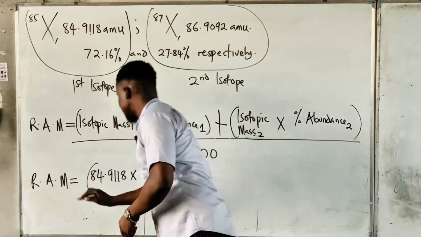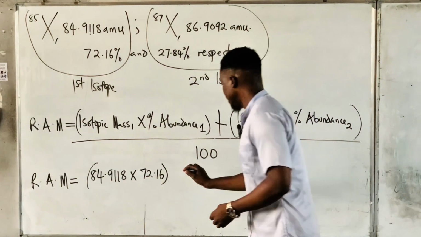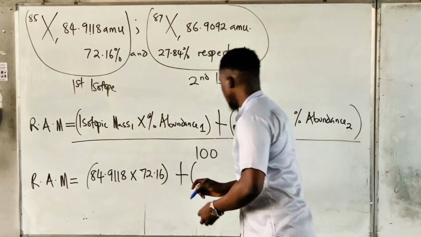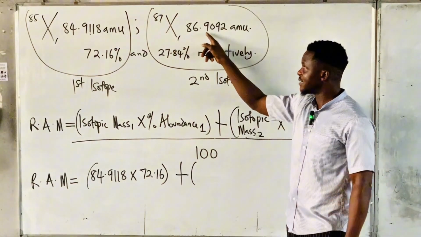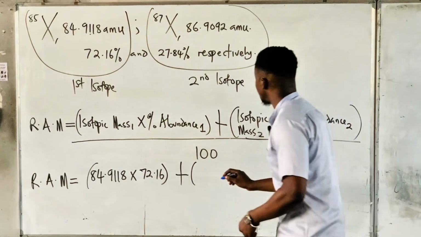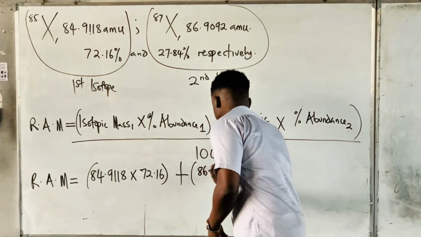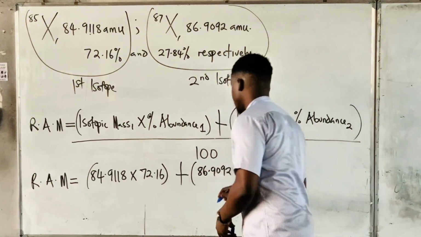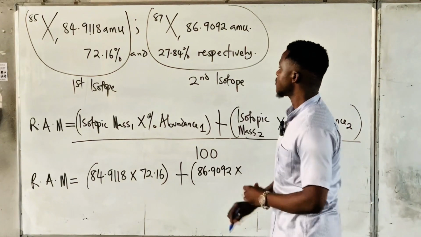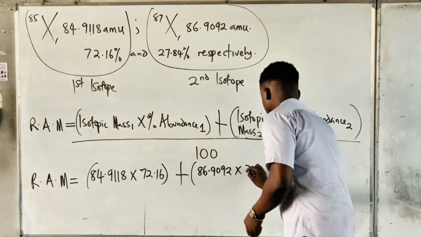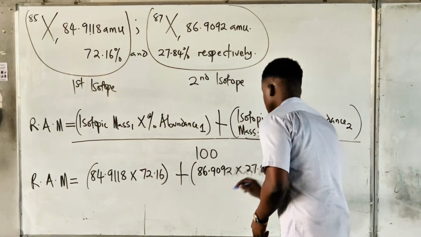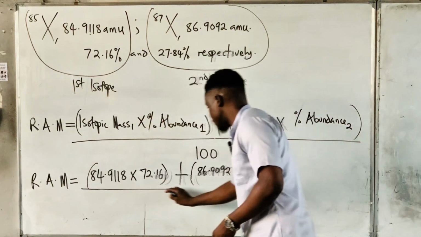72.16. I'll enclose that part in a bracket. Now this plus, the second isotope is 87. The mass of this second guy is 86.9092. So this becomes 86.9092 times the second isotope, the percentage abundance, which is 27.84. Now, this is divided by what?